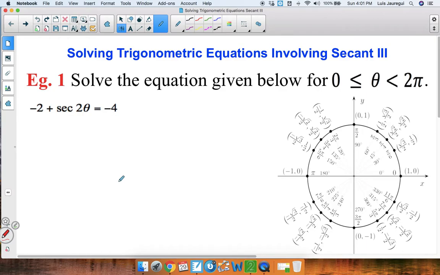Let's take a look at our example. Solve the equation given below for theta greater than or equal to 0 and less than 2 pi. Here we have the equation: negative 2 plus secant of 2 theta is equal to negative 4.